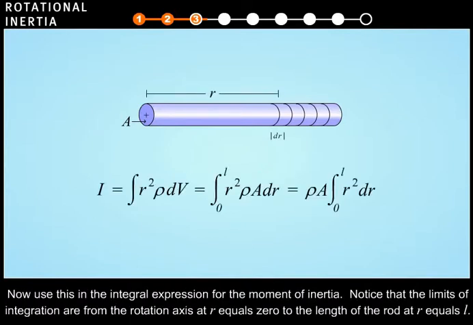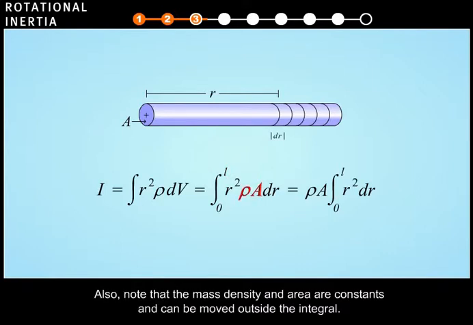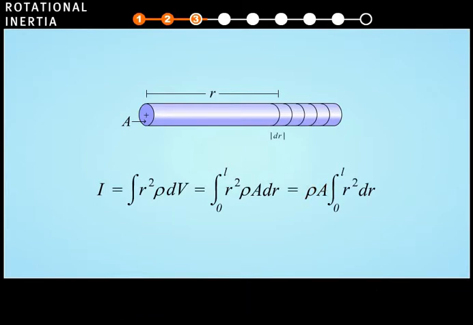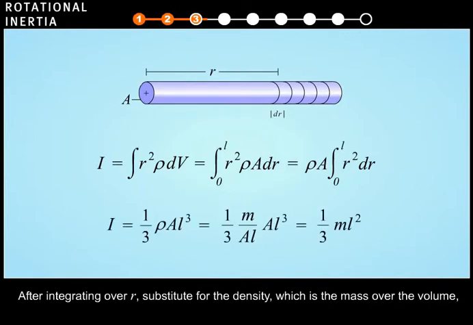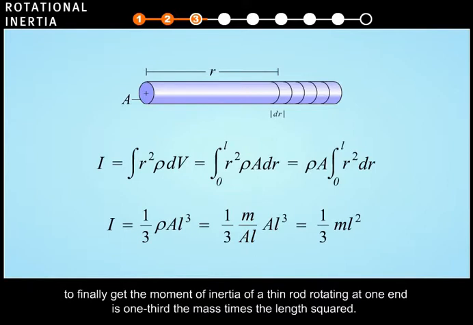Now use this in the integral expression for the moment of inertia. Notice that the limits of integration are from the rotation axis at r equals 0 to the length of the rod at r equals L. Also, note that the mass, density, and area are constants and can be moved outside the integral. After integrating over r, substitute for the density, which is the mass over the volume, to finally get the moment of inertia of a thin rod rotating at one end is 1/3 the mass times the length squared.